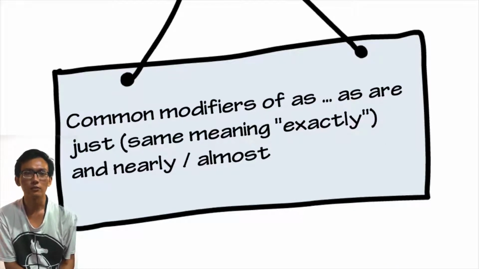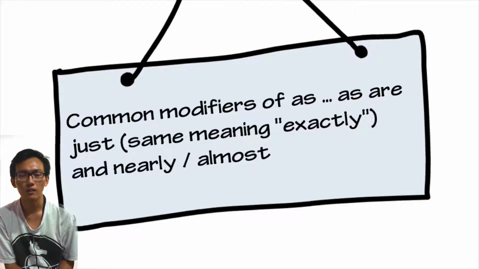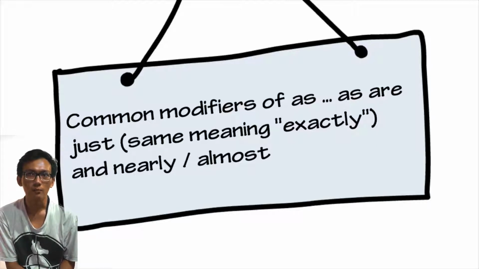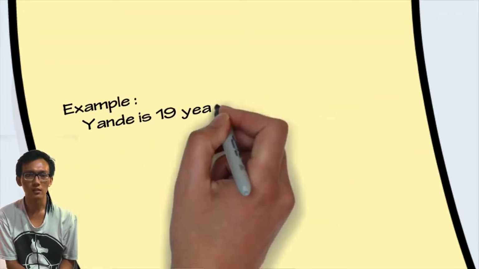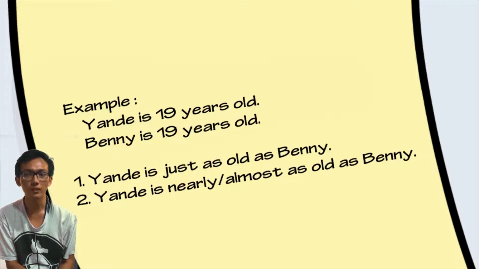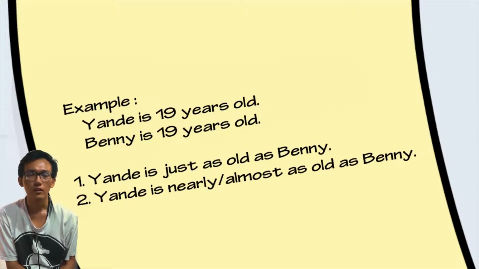A common modifier of as blank as is just. It has the same meaning as exactly, nearly, or almost. Example, Yande is 19 years old. Benny is 19 years old. From those sentences, we can know Yande is just as old as Benny, or Yande is nearly or almost as old as Benny.